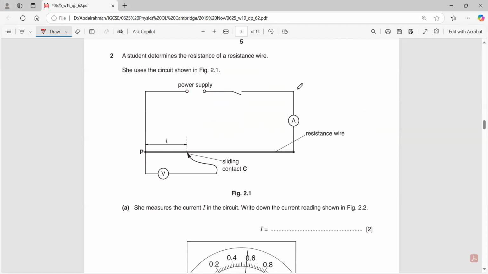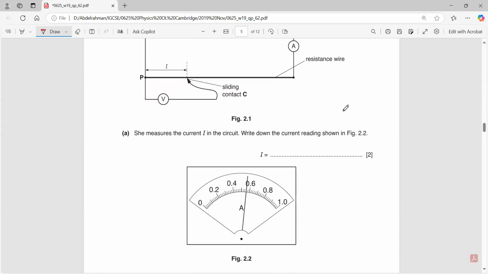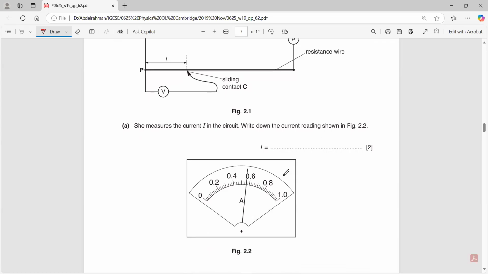Question 2. A student determines the resistance of a resistance wire. She uses the circuit shown in figure 2.1. She measures the current I. What is the current I in this question? 0.56 amperes.